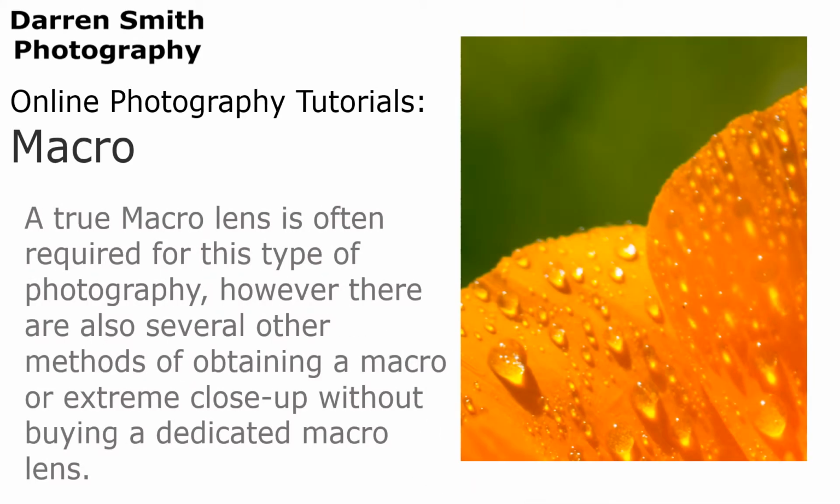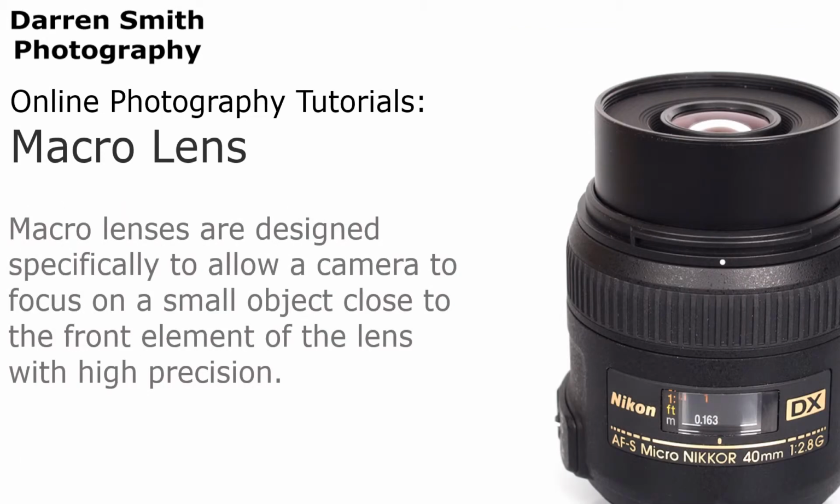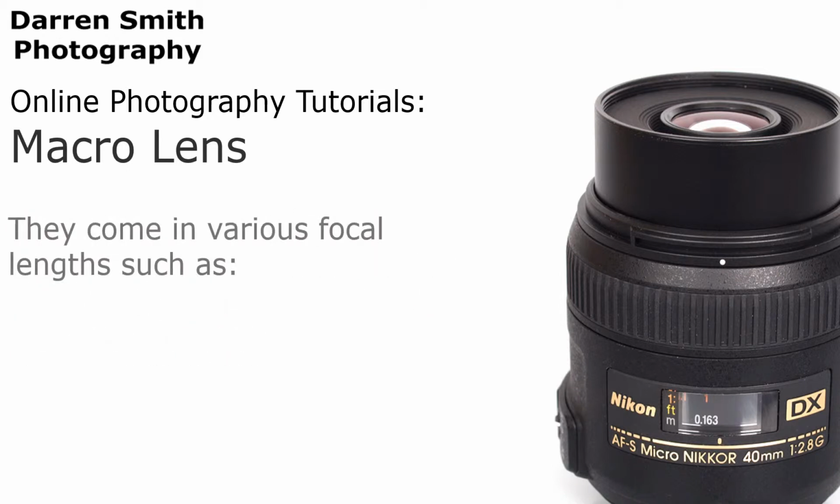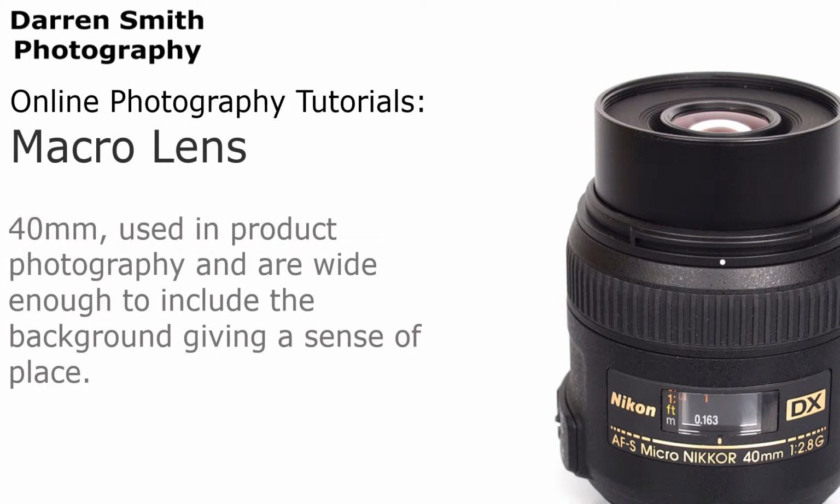A true macro lens is often required for this type of work. However, there are also several other methods of obtaining a macro or extreme close-up without buying a dedicated macro lens. Macro lenses are designed specifically to allow a camera to focus on a small object close to the front element of the lens with high precision. They often come in 3 various focal lengths, such as this 40mm macro lens, which can be used for product photography and is wide enough to include the background, giving a sense of place.